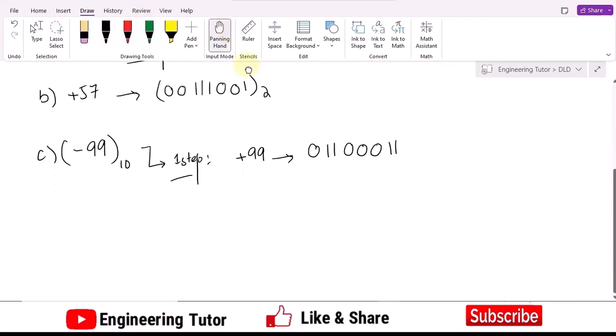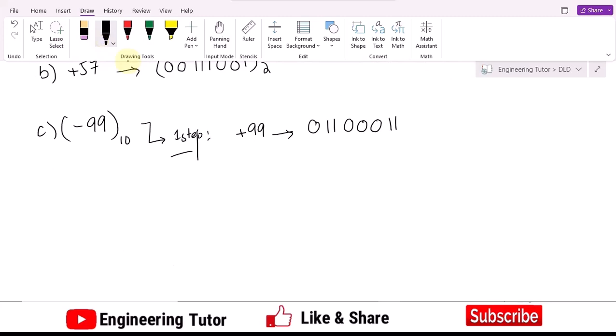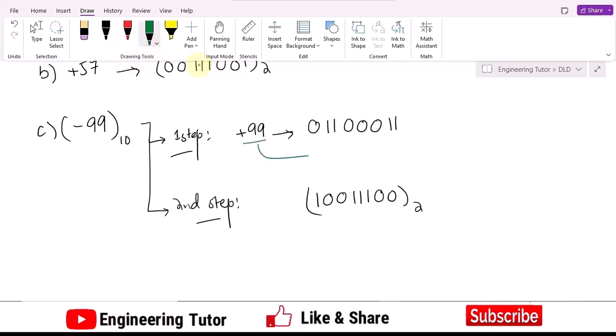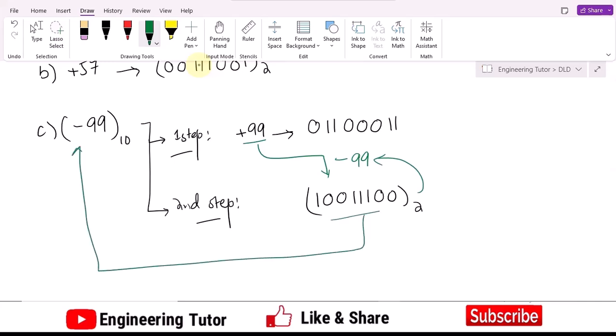Now in the second step, I have to take the ones complement of it, and this ones complement will be 1 0 0 1 1 0 0. Okay, so that is the form which represents the negative of this plus 99, so it will be minus 99. This is the value which corresponds with minus 99 as well. So that is the ones complement of my number which I have represented here.